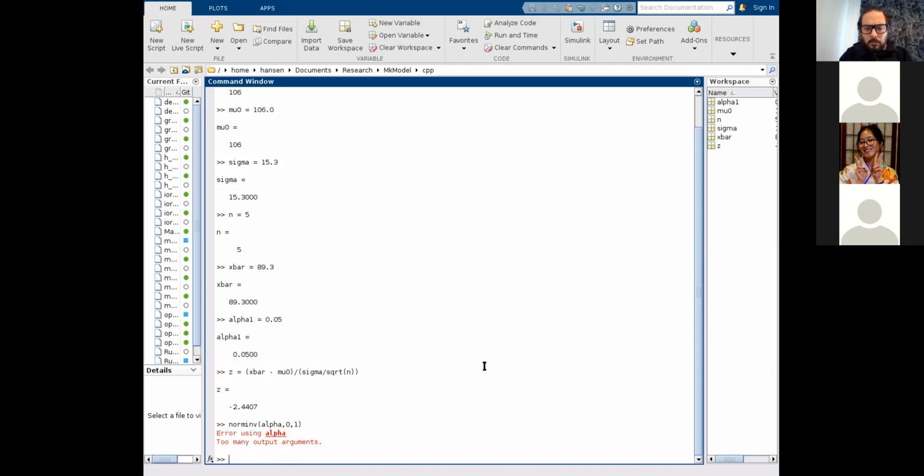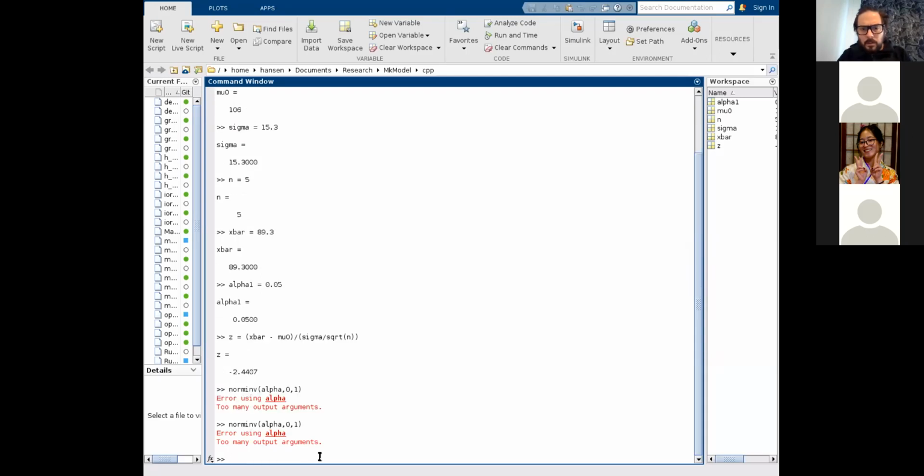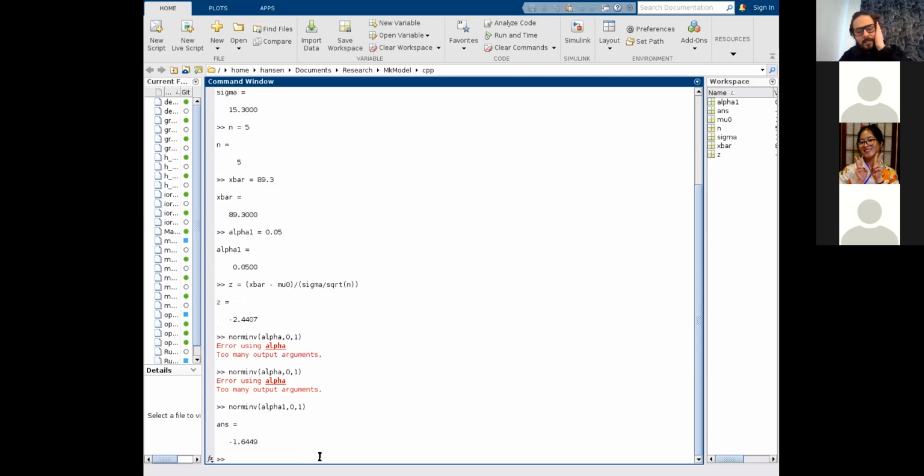So I have the alpha, mu, and the mu should be 0, and it should be 1. Why is there too many arguments? I think it's because maybe you use a dot. Alpha 1. Oh, I used alpha 1. Ah, that's true.